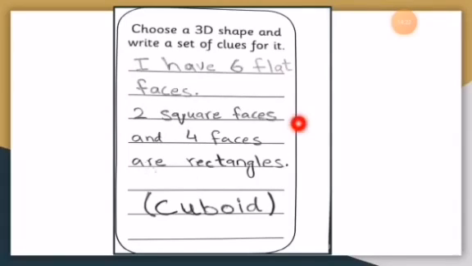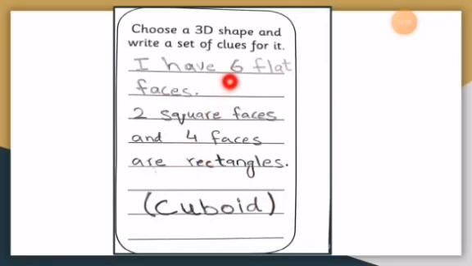I have 6 flat faces, 2 square faces and 4 faces are rectangles. I have chosen the cuboid. Cuboid has 6 flat faces, 2 square faces and 4 faces are rectangles. So at the end I have written the spelling of cuboid. I have chosen this one shape and I have written the clues for that.